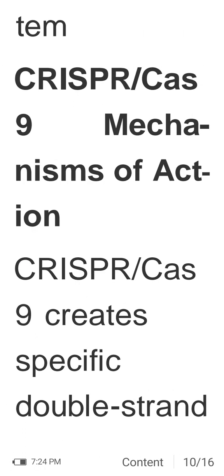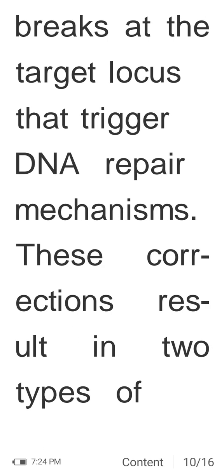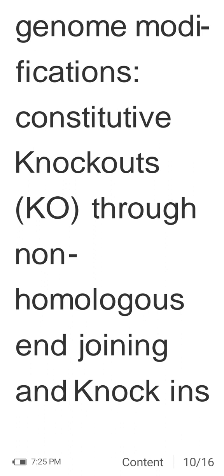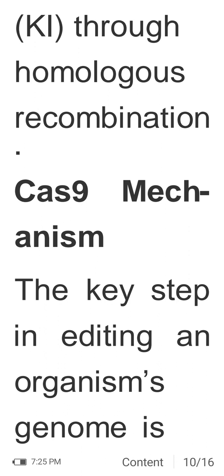CRISPR-Cas9 nuclease system. CRISPR-Cas9 mechanisms of action. CRISPR-Cas9 creates specific double-stranded breaks at the target locus that trigger DNA repair mechanisms. These repairs result in two types of genome modifications: knockouts through non-homologous end joining and knock-ins through homologous recombination.